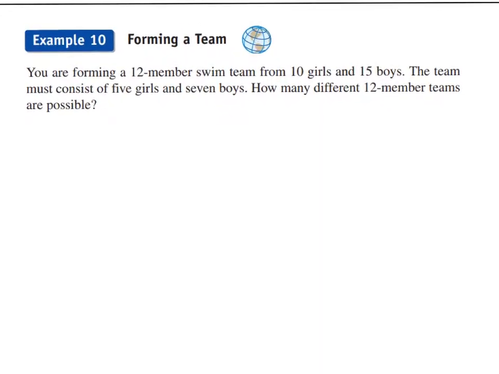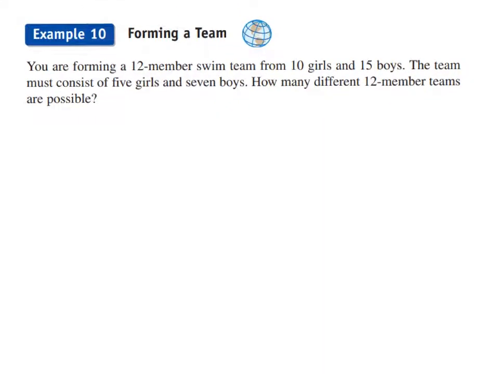All right, last one of 9-6. Putting together a team here. We have a 12-member team from 10 girls and 15 boys. The team is going to have 5 girls and 7 boys. How many different 12-member teams are possible? So here we basically have the product of 2 different scenarios. We have the girls, which is going to be 10 choose 5, times the boys, which is going to be 15 choose 7.